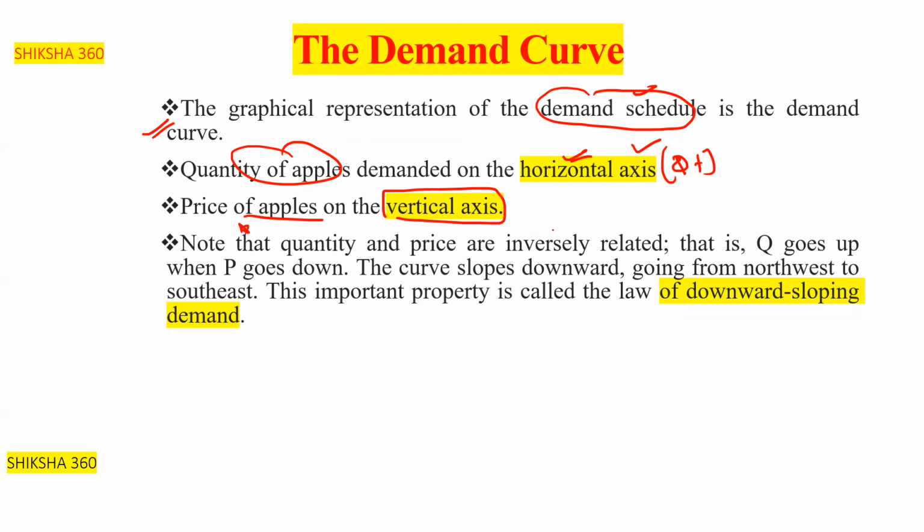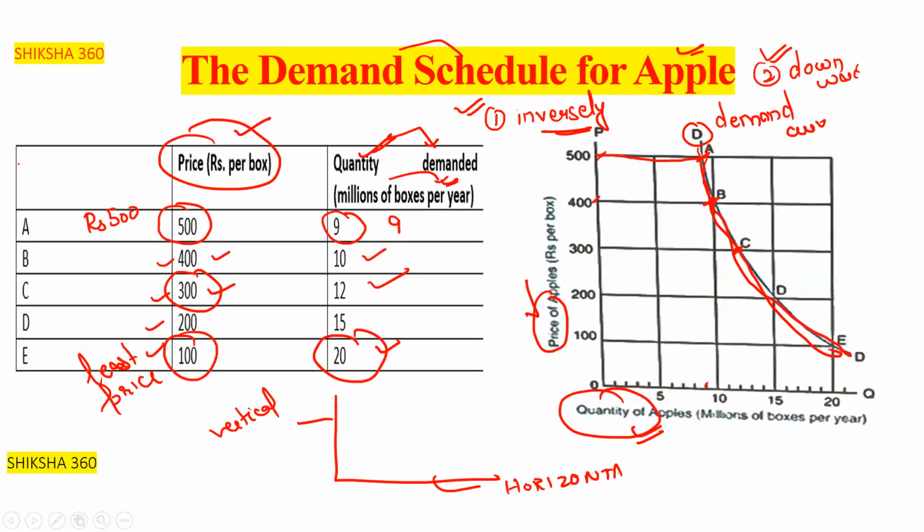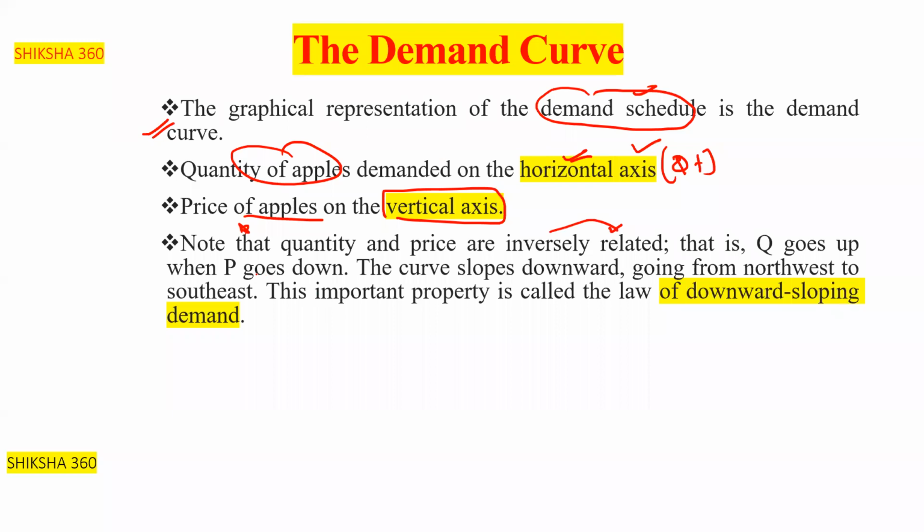Note that quantity and price are inversely related. If the Q goes up, the price is going to decrease; when the P goes down, Q goes up. So the curve slopes downward, going from northwest to southeast. This important property is called the law of downward sloping demand.